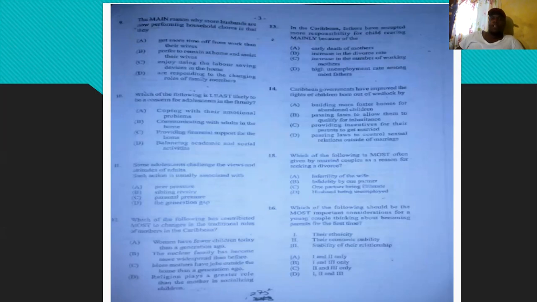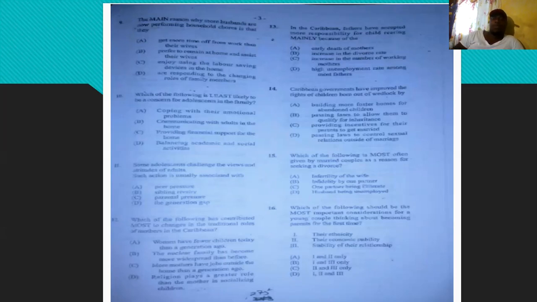Number 14, Caribbean governments have improved the rights of children born out of wedlock by A, building more foster homes for them, B, passing laws to allow them to qualify for inheritance, C, providing incentives for their parents to get married, or D, passing laws to control sexual relations outside of marriage. So governments have passed laws to allow them to qualify for inheritance, B. So they are no longer illegitimate, but they are legitimate now.